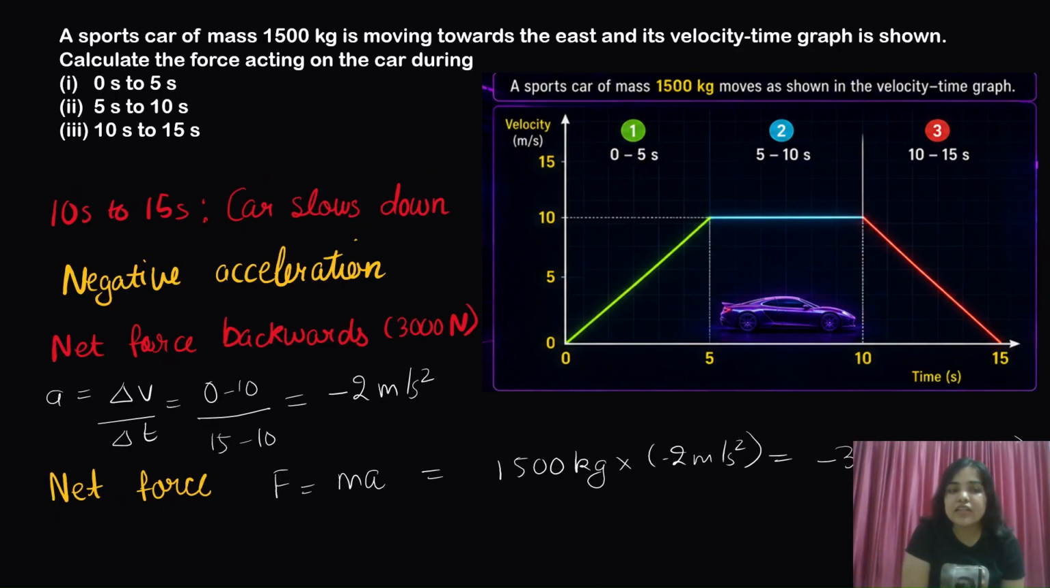In the third interval, that is from 10 seconds to 15 seconds, the car slows down, so there is a negative acceleration. So we will find the net force by calculating the negative acceleration, that comes out to be 0 meter per second minus 10 meter per second upon the time, that is 15 second minus 10 second, and the acceleration comes out to be minus 2 meter per second square. So net force is F is equal to ma, that is 1500 kg into minus 2 meter per second square, that is 3000 Newton in the negative direction, that is 3000 Newton in the west direction.